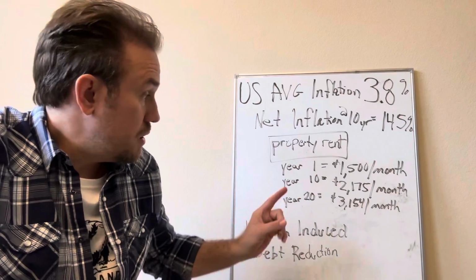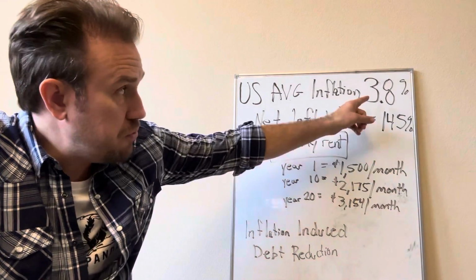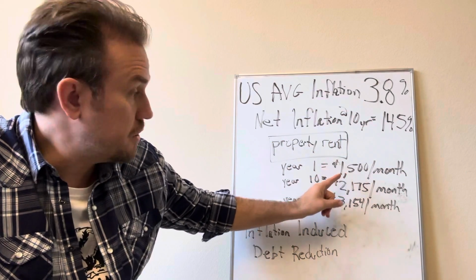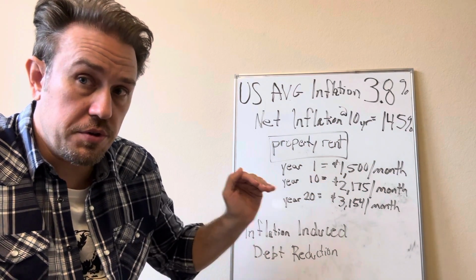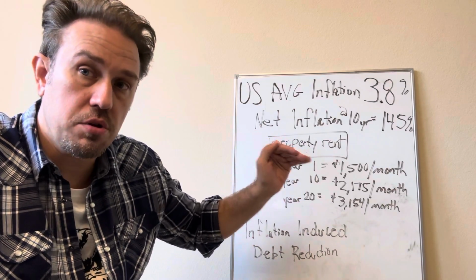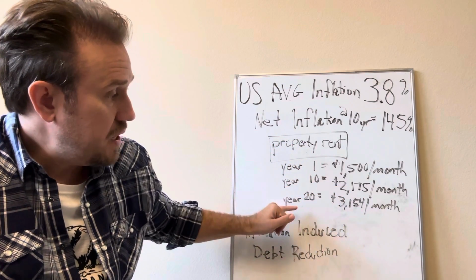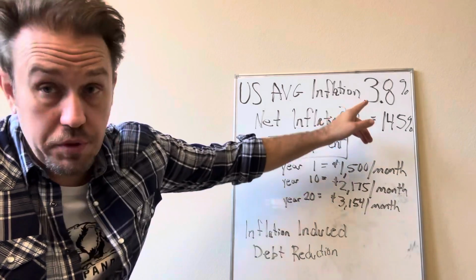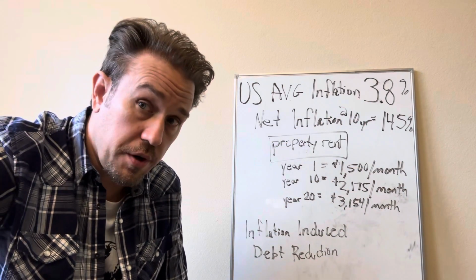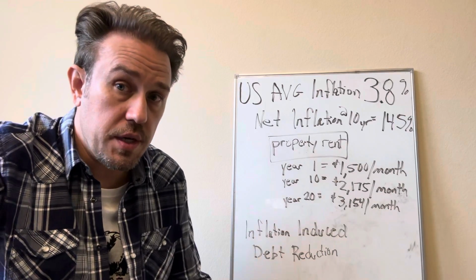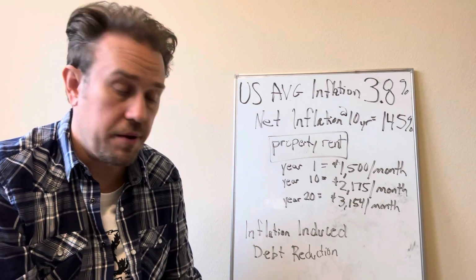However, 10 years from now, the rent, just due to normal inflation at 3.8%, will go from $1,500 to $2,175. So you're still paying that smaller payment on the house. However, the rent's gone up to $2,175. At year 20, just with normal 3.8% inflation, the rent's at $3,154. Now this is where it gets good, and this is why buying debt is right now great, okay?